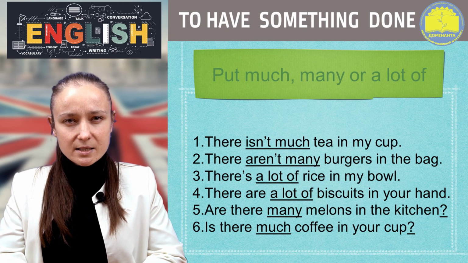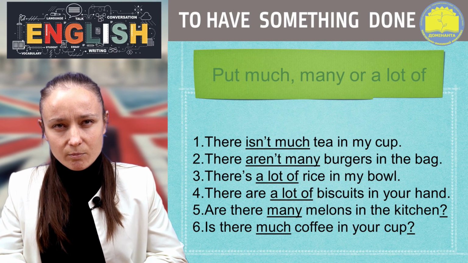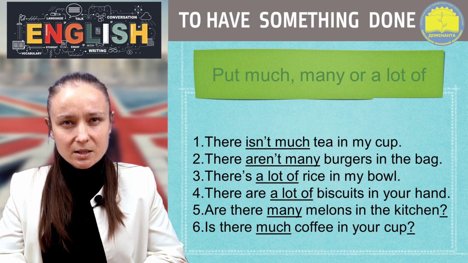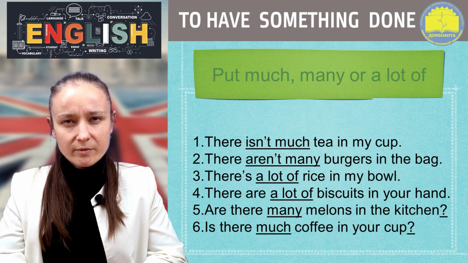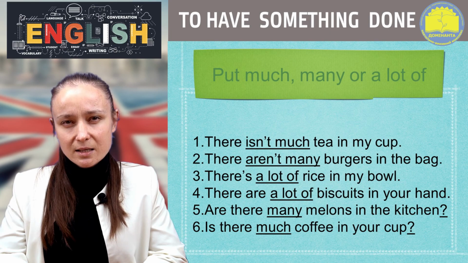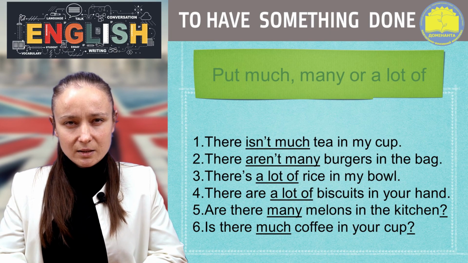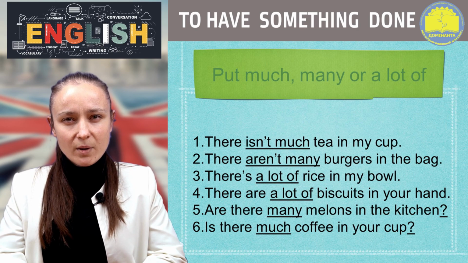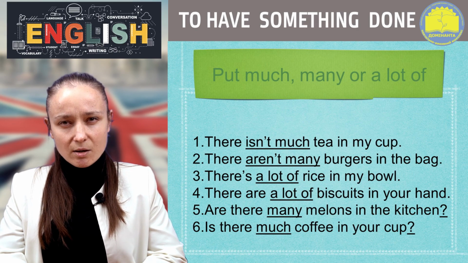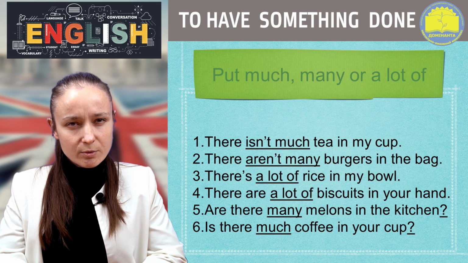Next one, there's a lot of ice in my bowl. This sentence is affirmative, so we put a lot of. There are a lot of biscuits in your hand. Again, this is an affirmative sentence, so we have to put a lot of. Are there many melons in the kitchen? This sentence is interrogative. That is why we put many in it. Also, melons is used in plural.